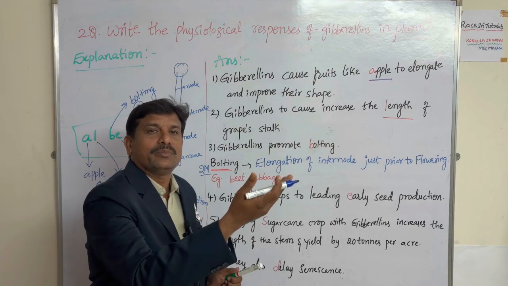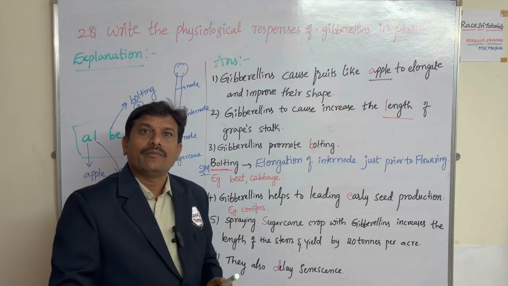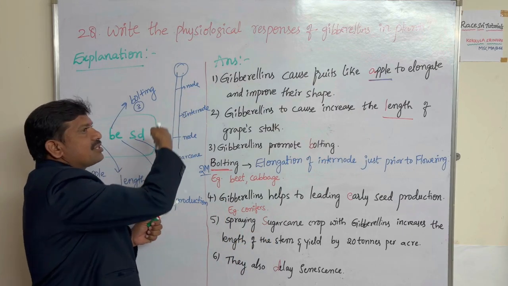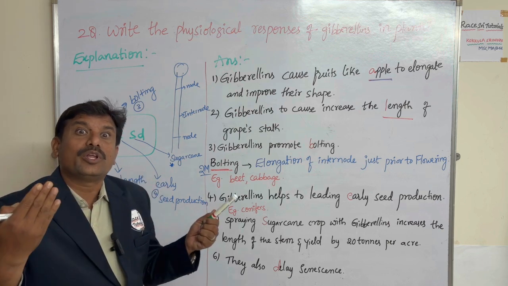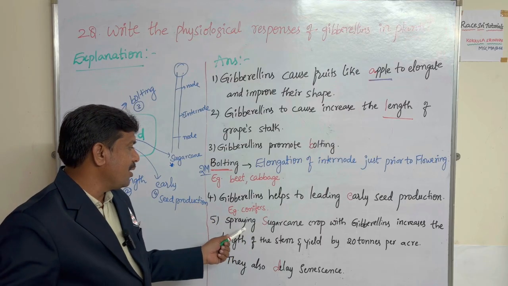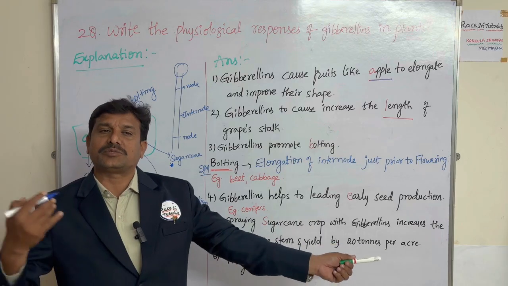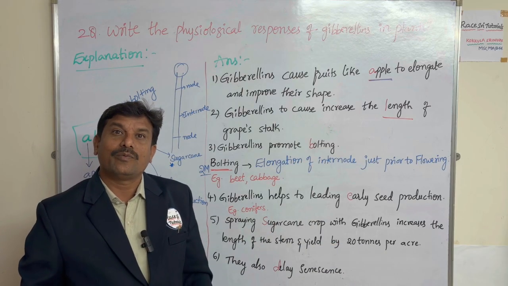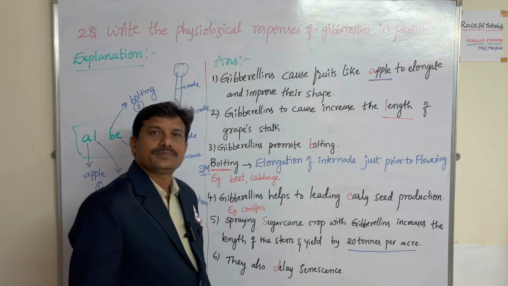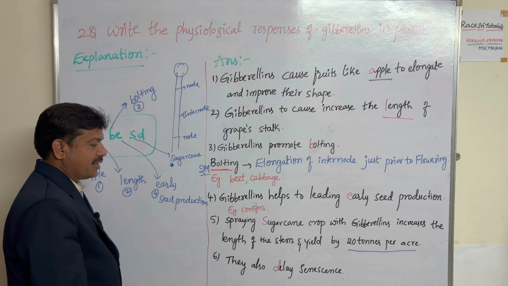So what does sugarcane mean, sir? If you spray gibberellins on the sugarcane crop, you will get more yield, because the length of the stem increases. In the stem there are more tissues, tasty tissues. So that's what happens, sir. If you spray gibberellins on sugarcane, the stem length increases, so we get more crop, about 20 tons per 1 acre. So S is for sugarcane.